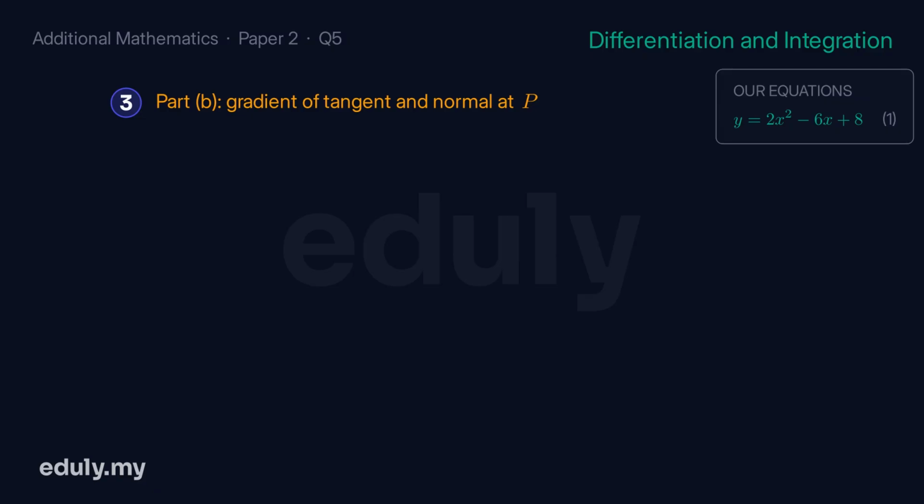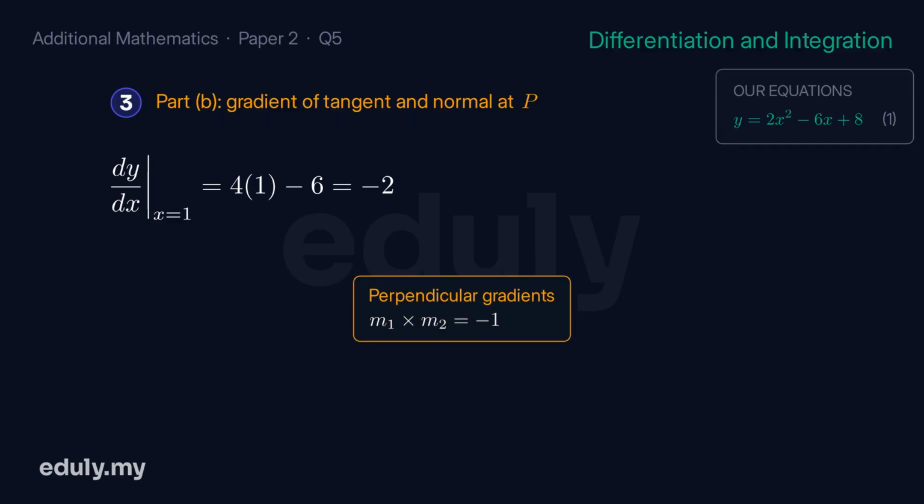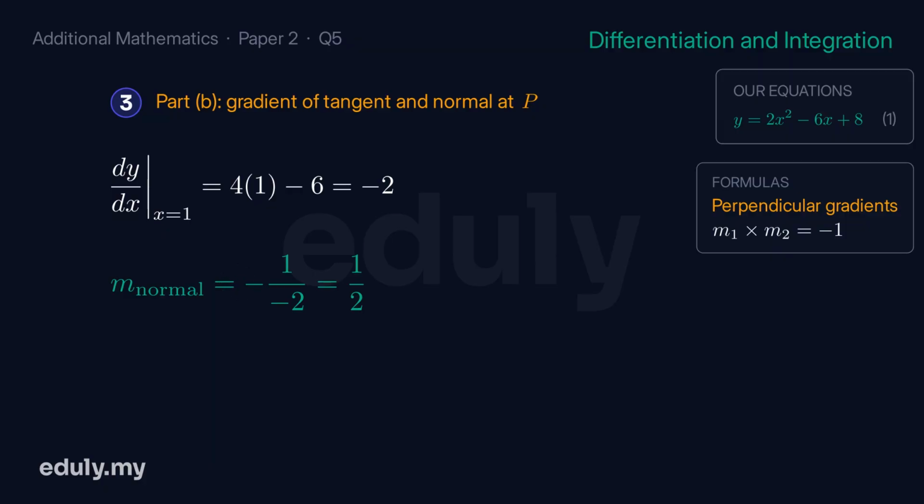Step 3. The gradient function gives the slope of the tangent. At P, x is 1. Putting x equal to 1 into the gradient function gives a tangent gradient of minus 2. The normal is perpendicular to the tangent. For perpendicular lines, the gradients multiply to give minus 1. So the normal's gradient is minus 1 over the tangent's. Flip it and change the sign. Minus 1 over minus 2 is 1/2. That's the gradient of the normal.